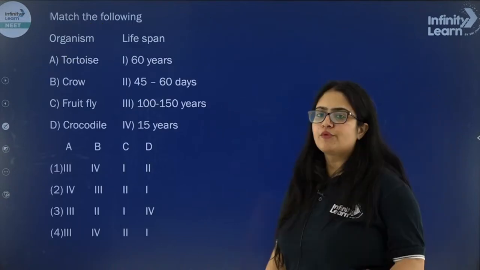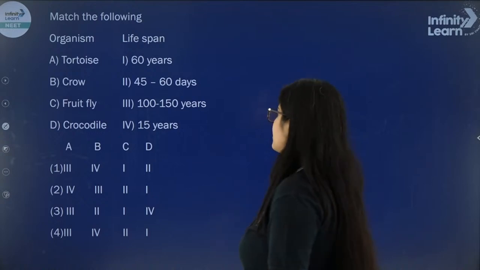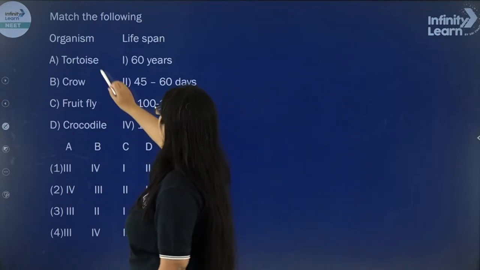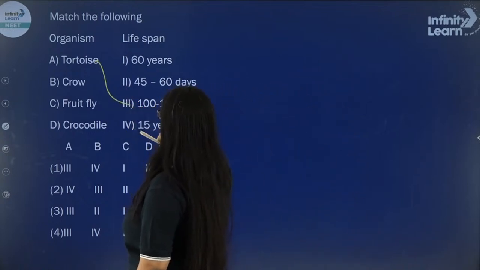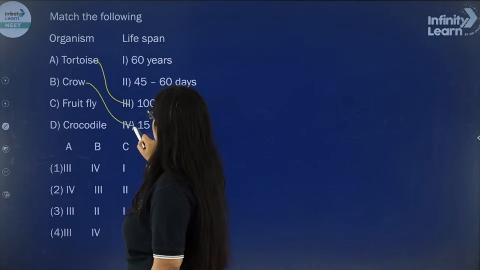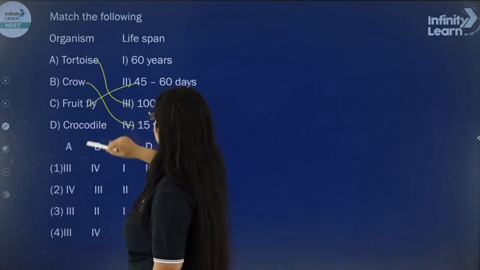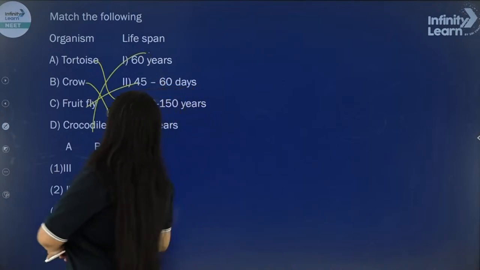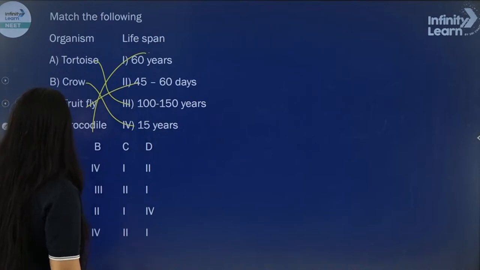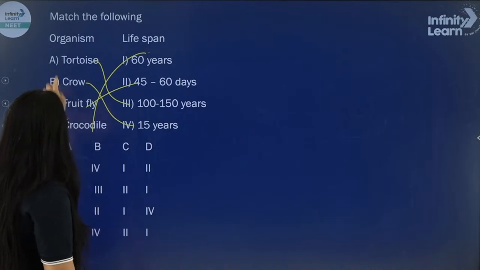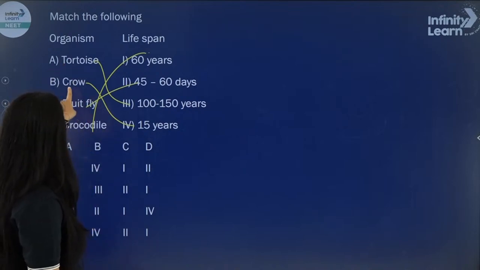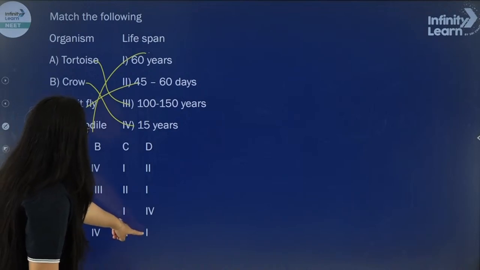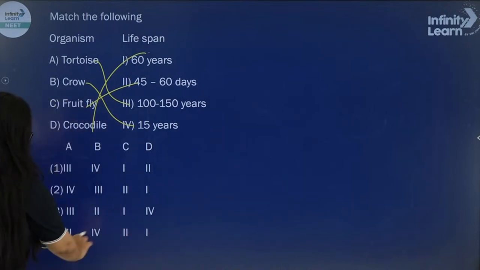Match, pretty simple from your chapter 1. Class 12, reproduction in organism. Tortoise lifespan is 100 to 150 years. Crow is 15 years. Fruit fly 45 to 60 days. Crocodile 60 years. Right? So A goes with 3. B, crow goes with 15 years, 4. Fruit fly 2. Okay, so tortoise with 3. B goes with 4. C goes with 2. And D, crocodile goes with 1. So your fourth option is correct.